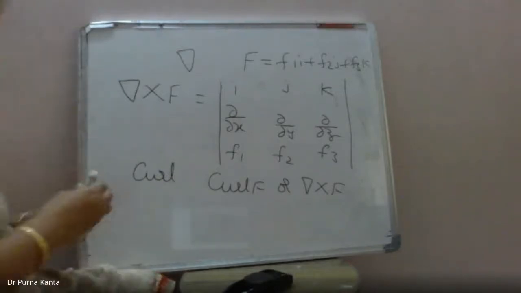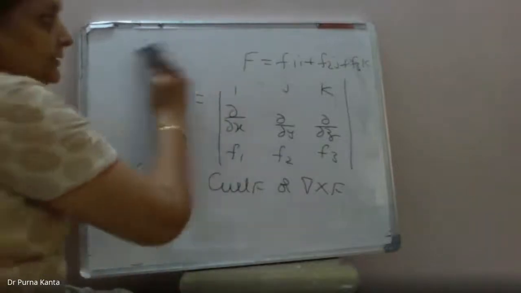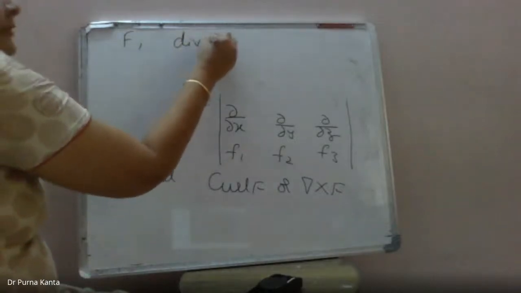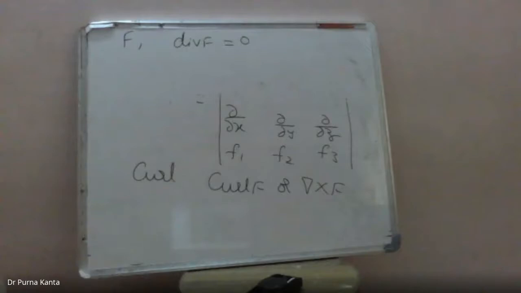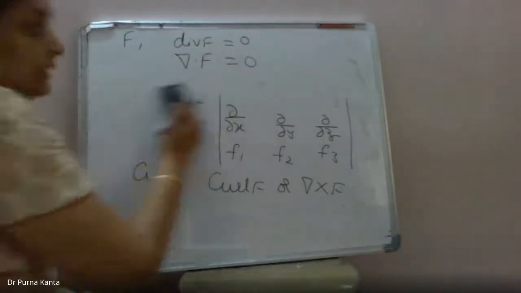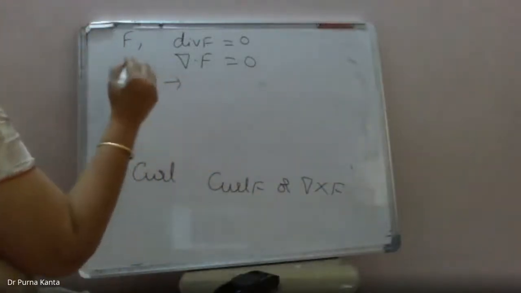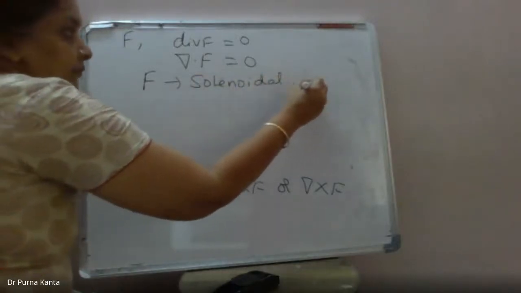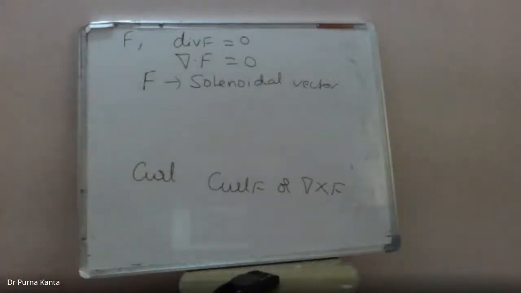We'll see one particular point in this. For any vector capital F, if divergence of f is equal to 0, suppose you calculate the divergence for that particular f, and if that value is equal to 0, what is divergence? Del applied on f as a dot product. If this is going to 0, then f is called a solenoidal vector. Write down this point, one of the most important points here. F is said to be solenoidal if div f is equal to 0.